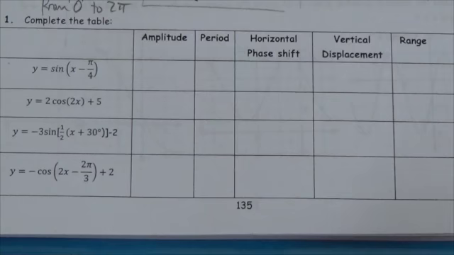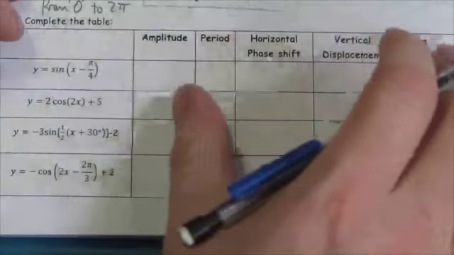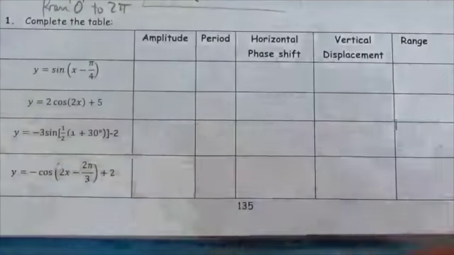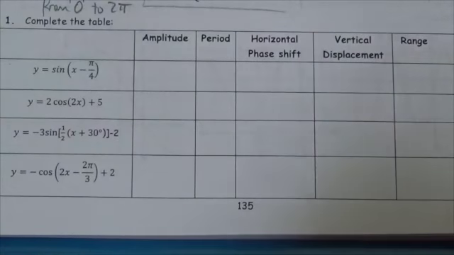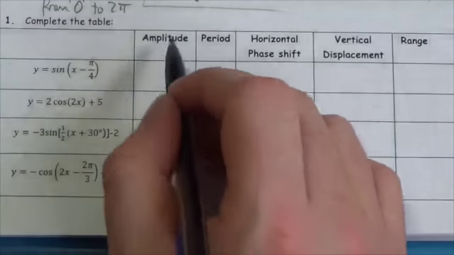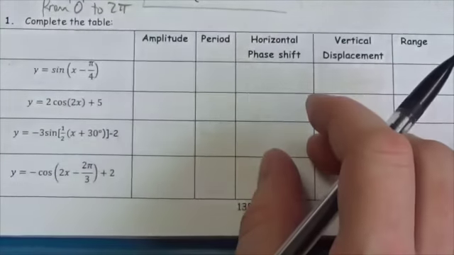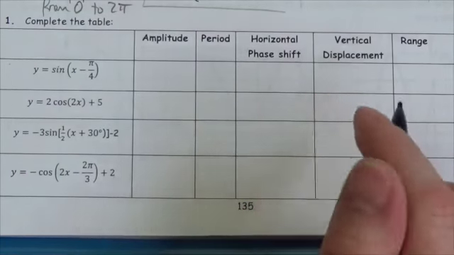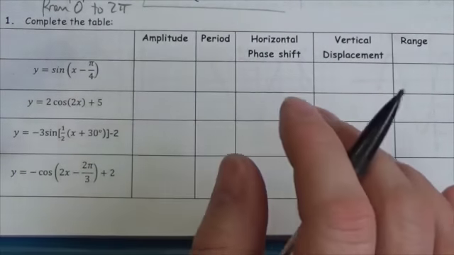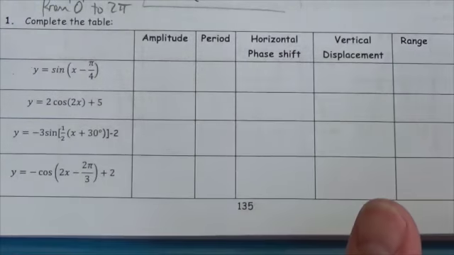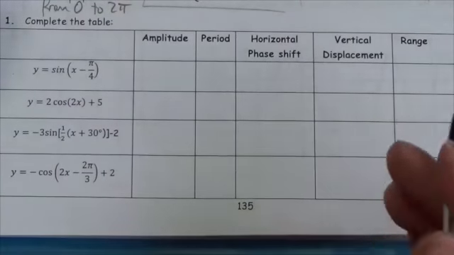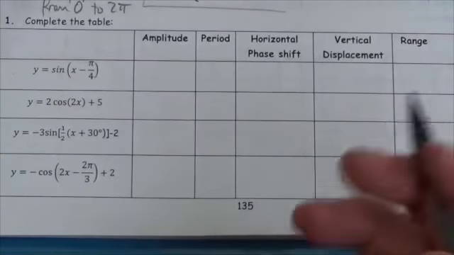Complete the following table. Okay, so now we're gonna fill in this chart here, identifying all these pieces from these equations right here. Now, for simplicity's sake here, I think what we'll do is let's just focus on one property at a time here and get that down pat. So amplitude is associated with the vertical stretch. The vertical stretch is going to be the coefficient in front of the function.